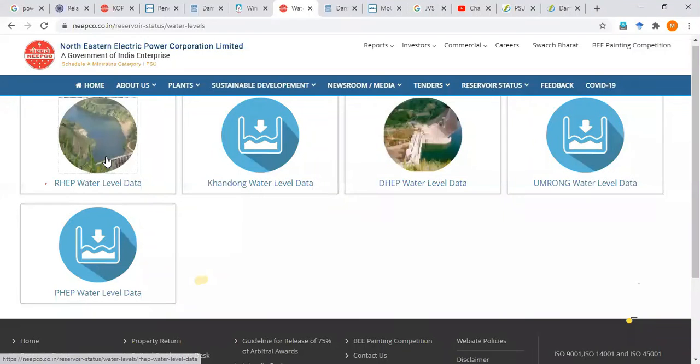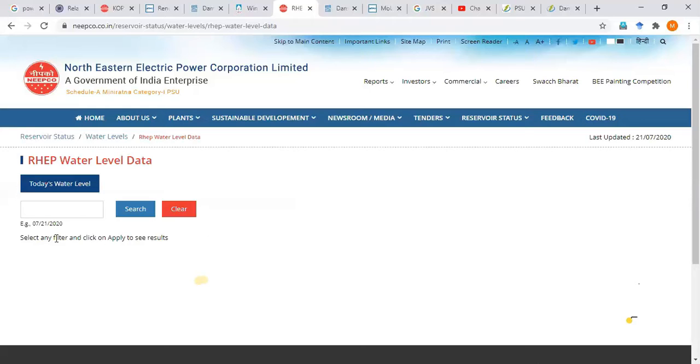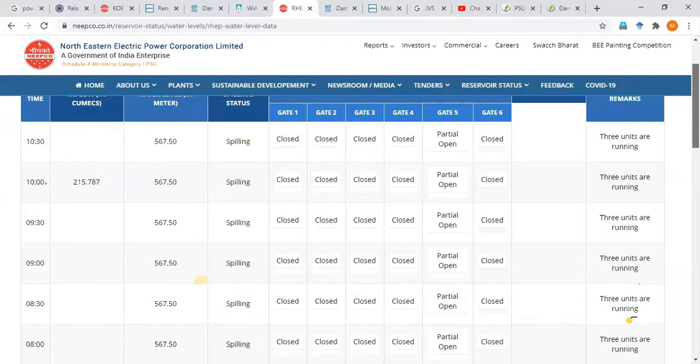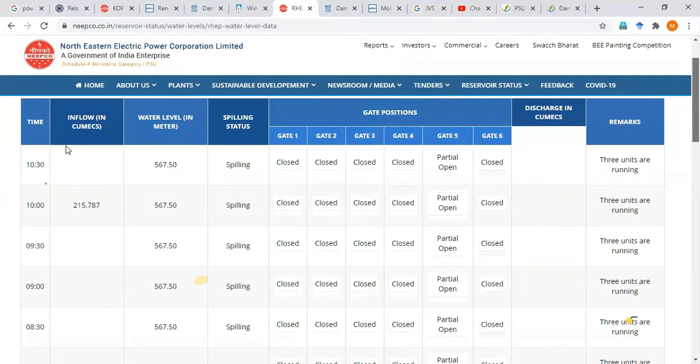Power plant. So let's see about the first. If you click on today's water level, today is 21st of July, so we will get data like how much amount of water is coming from different sources, that is from rain or other natural resources. Then what is the water level in that particular dam of the power station in terms of meters.